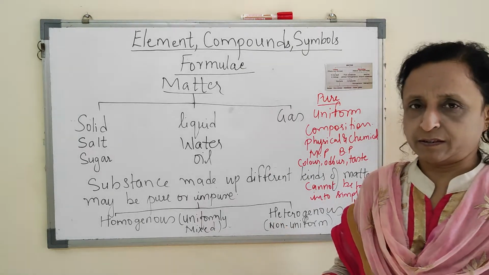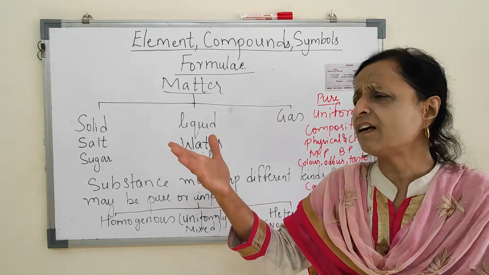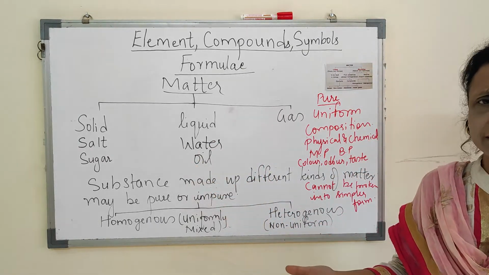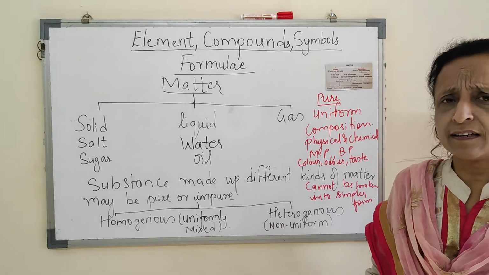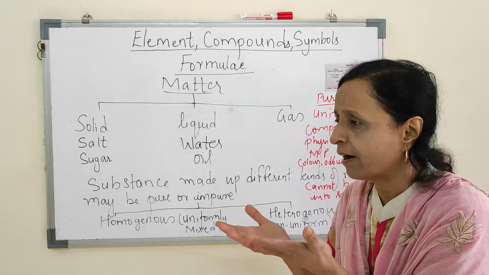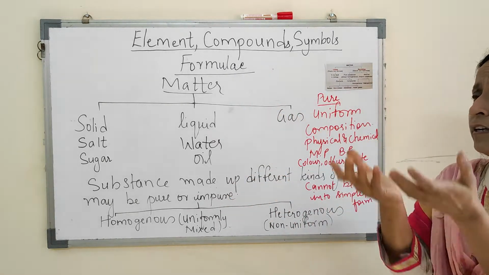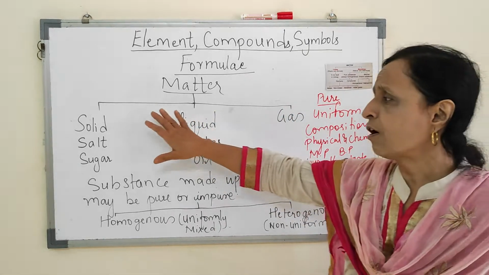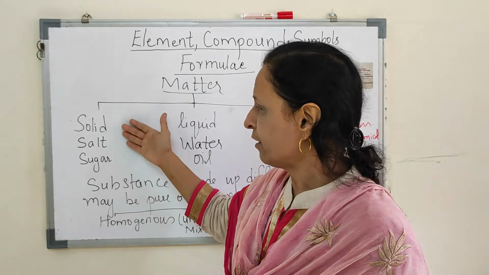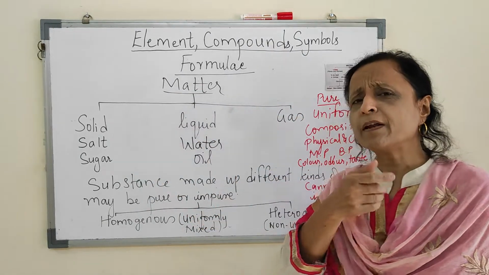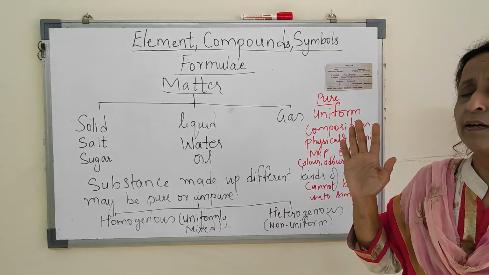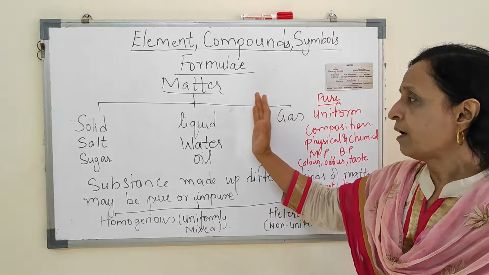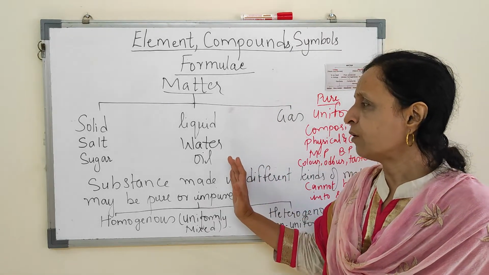What is matter? Matter, anything that occupies space is matter. You have already studied that. So we start from matter. It is divided into solid, liquid, gas. Now solid examples, you already know: salt, sugar, and many more examples you'll see around. That is solid. And then liquid, water, oil.